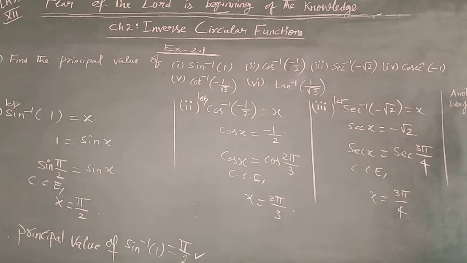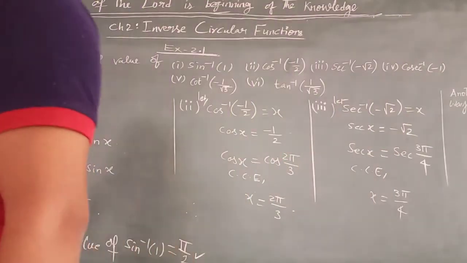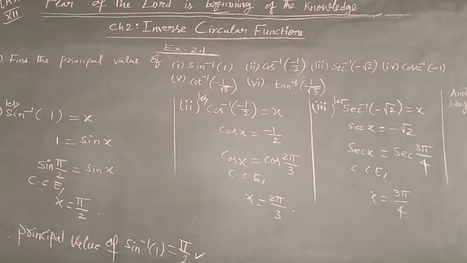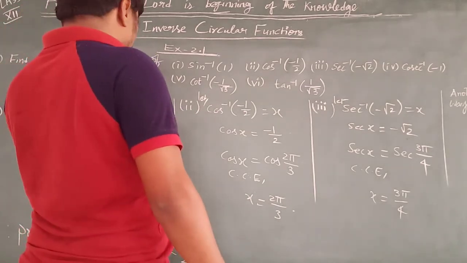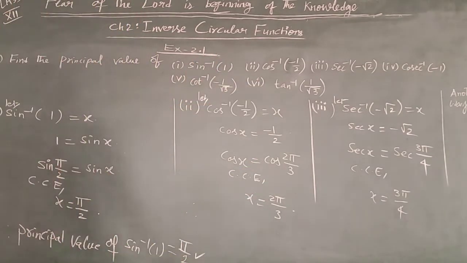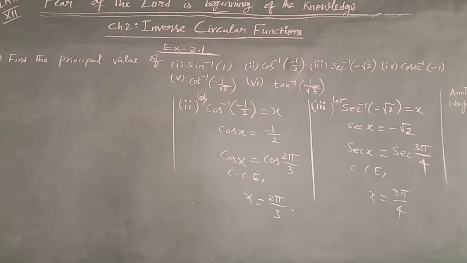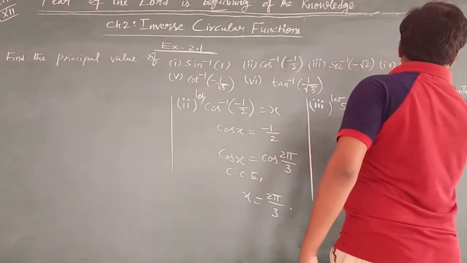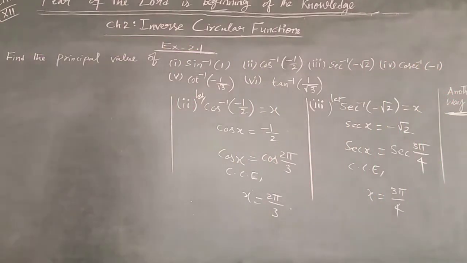So another way I am writing here so that you can understand another way how we can solve. Let me write it in the beginning itself, so that you can understand it clearly. So what is that? Sec inverse minus root 2. Now this is our second method.